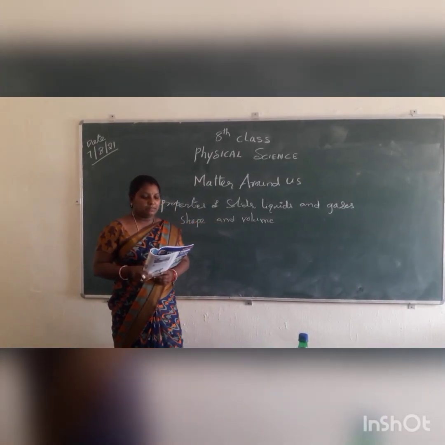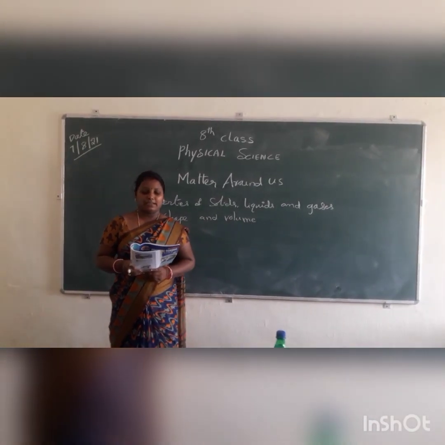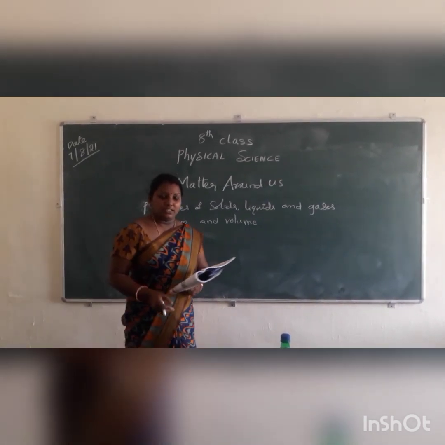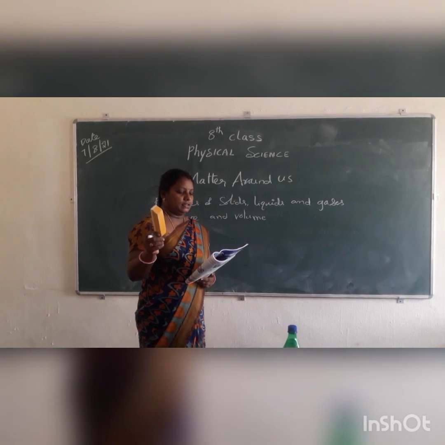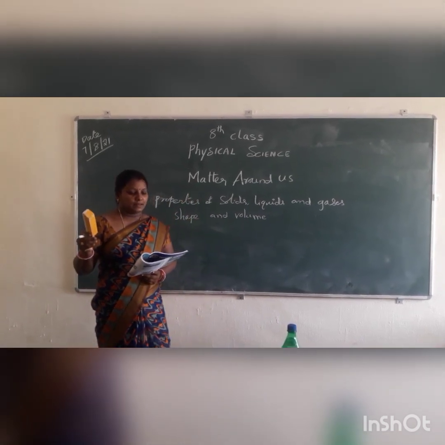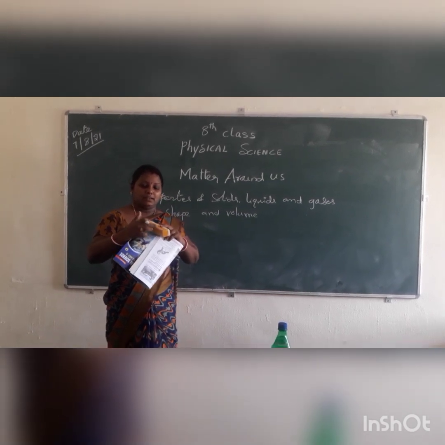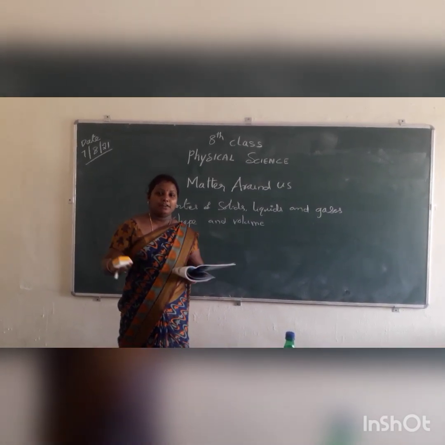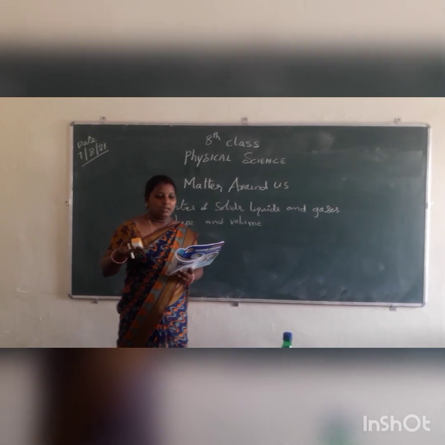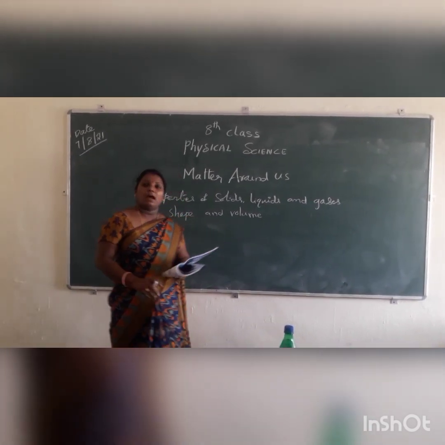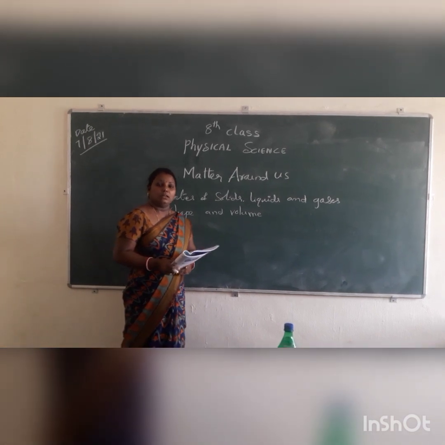Solids cannot flow but remain rigid, with a definite shape, distinct boundaries and fixed volume. Observe here, it is a solid substance. It has a definite shape and distinct boundaries and fixed volume. This shows that solids have definite shape and fixed volume.